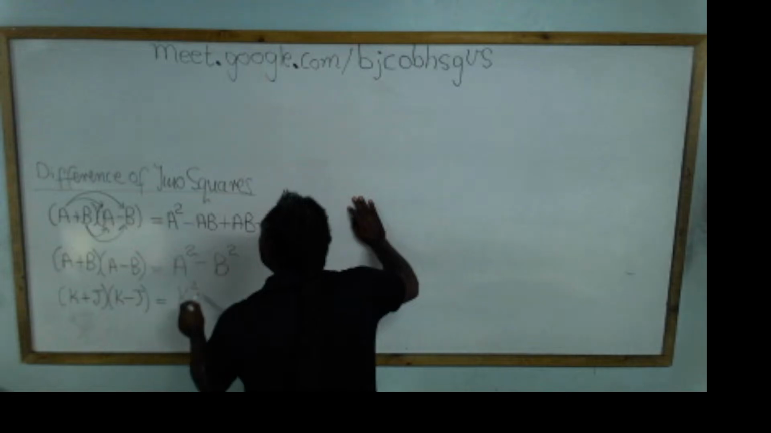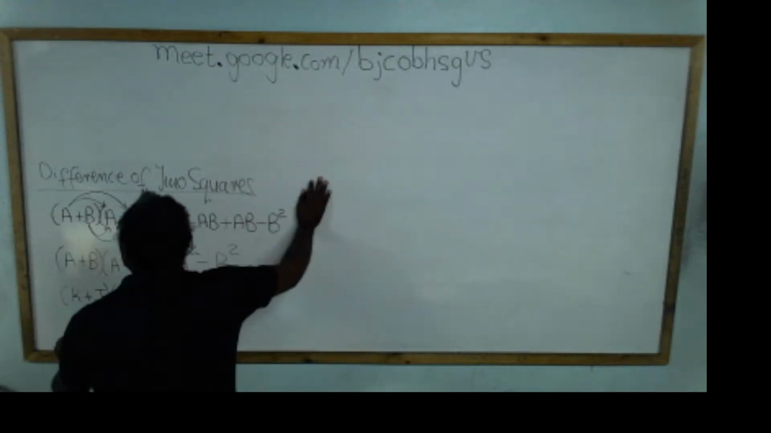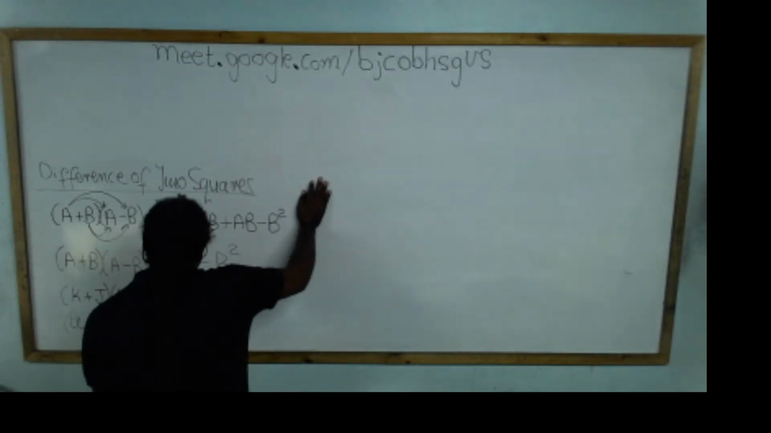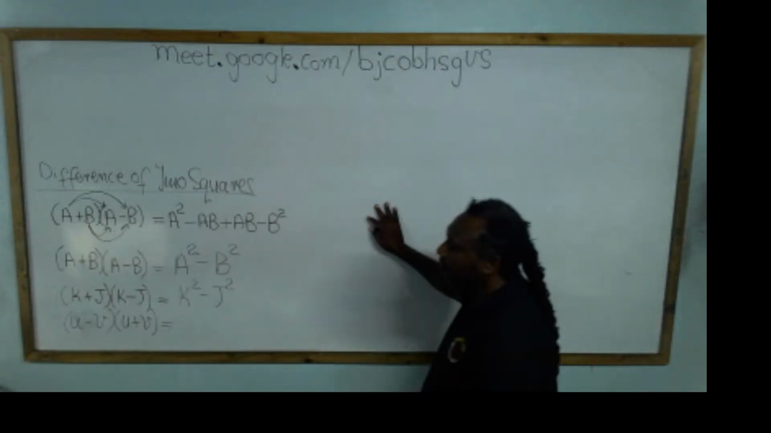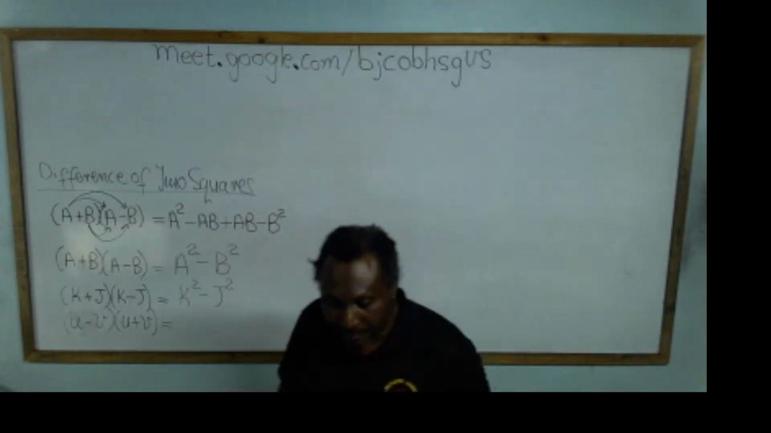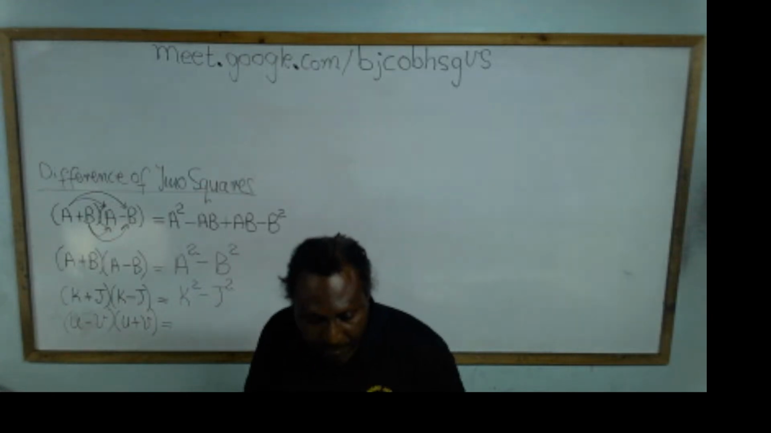K squared minus J squared. If you see this, U minus V with U plus V, what is here? Okay.